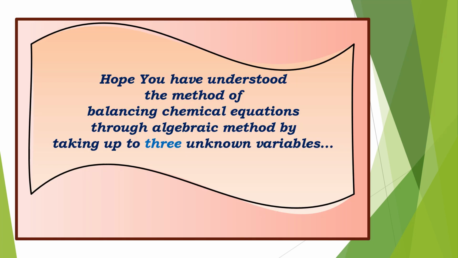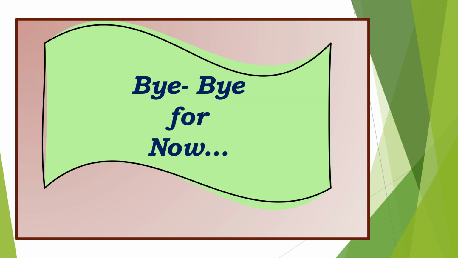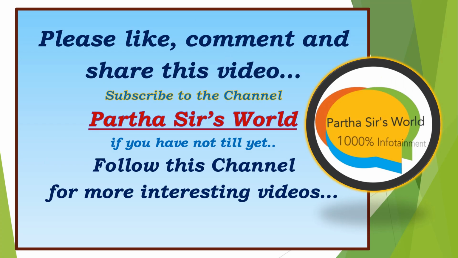Hope you have understood the method of balancing chemical equations through algebraic method by taking up to 3 unknown variables. In the next part, we will discuss balancing the chemical equations through algebraic method by taking examples of 4 unknown variables. Bye bye for now.